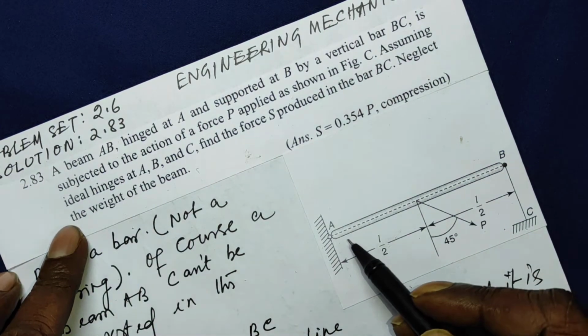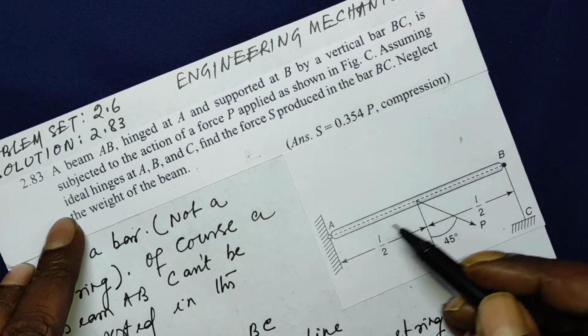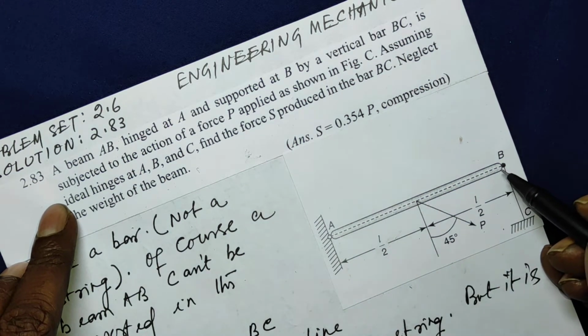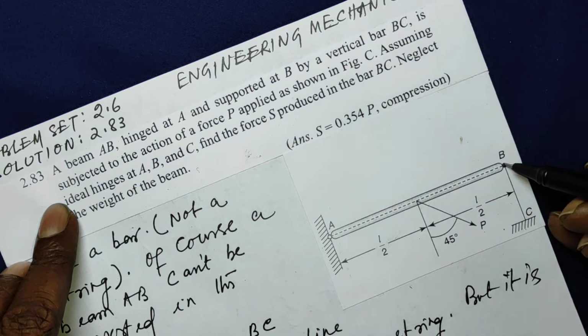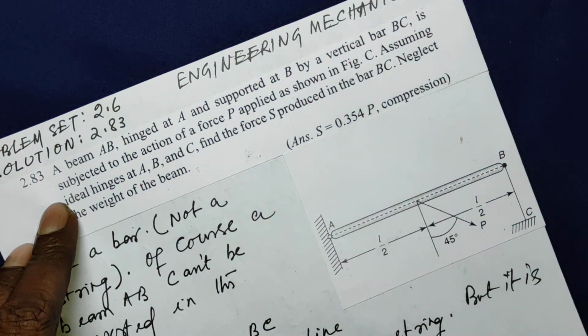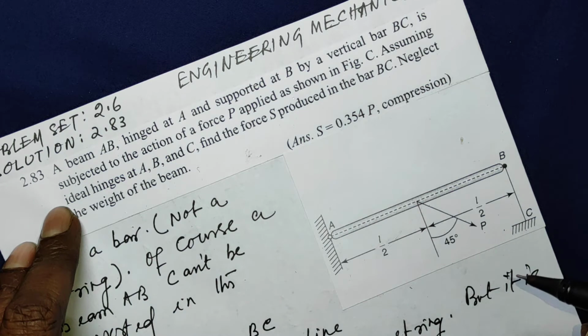A beam AB, if you can look at the diagram, AB is a beam. It is hinged at A and supported at B by a vertical bar. BC is a vertical bar, not a string. The line is drawn thin, so you might consider this to be a string, but this is not a string, this is a vertical bar. To be kept in mind, it is subjected to the action of a force P.